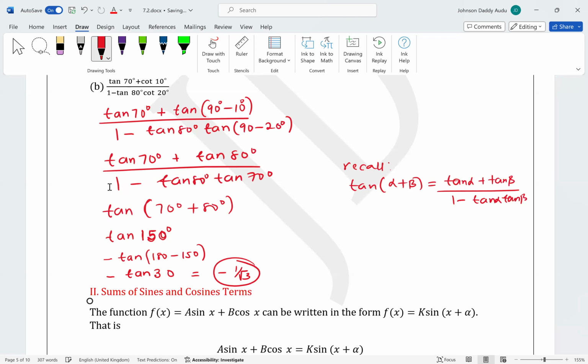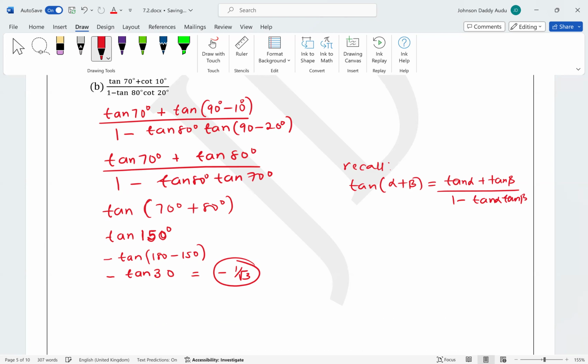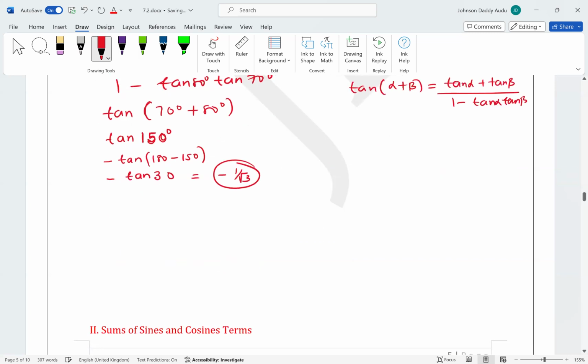All right, so this is the end for this section. This video, we'll still have 2 more videos to go, and 7.2. So watch out for the next video, which will be how to write a linear combination of sine and cosine in terms of only sine.